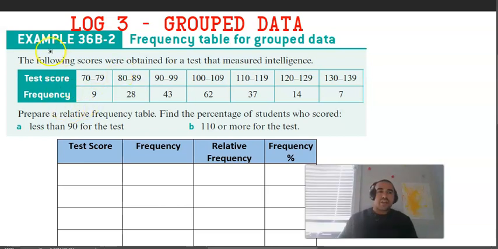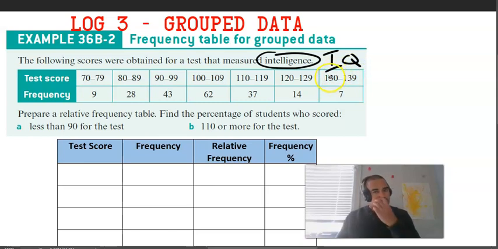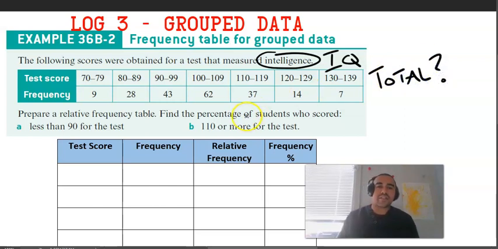So this example right here, we're just going to look at this first and only example. The following scores were obtained for a test that measured intelligence. I'm assuming when they measure intelligence, they will give you a certain IQ of some sort. And with this test, a certain amount of people were given this test. We don't know what this total is. We have to figure this out manually. Sometimes a question will tell you what the total is. In other cases like this, they don't.